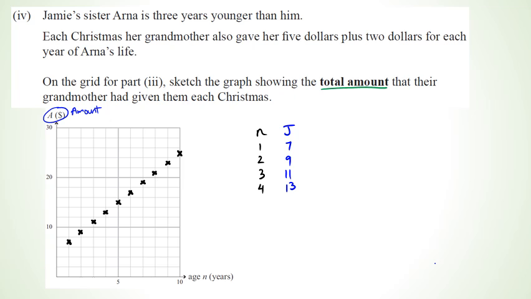Now, Jamie's sister is Anna. So I'm going to put Anna here and put down the age on this side. Basically Anna is 3 years younger than him, which means if Jamie is 4 years old, then Anna is going to be 1 year old. And if she's 1 year old, her grandmother gave her $5 plus $2 for each year of Anna's life. So she's going to be looking at 7. Now looking at Jamie's money here, he's going to get 15 and then 17.